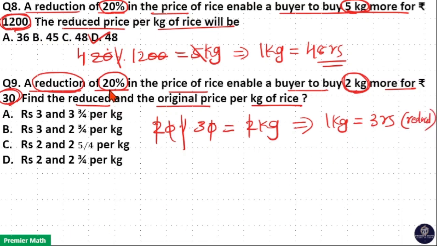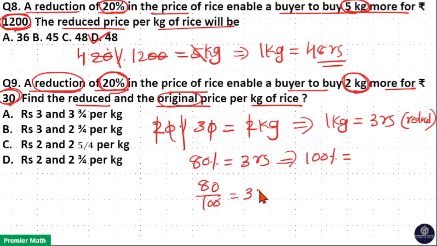How much reduced? 20% is reduced. That means 80% of the price is equal to 3 rupees. But we need to find out the original price as well. Original price is 100%. So 100% is equal to, here 80% is 3 rupees means 80 by 100 is 3 rupees. Now 20 goes 4 times in 80, 20 goes 5 times in 100.